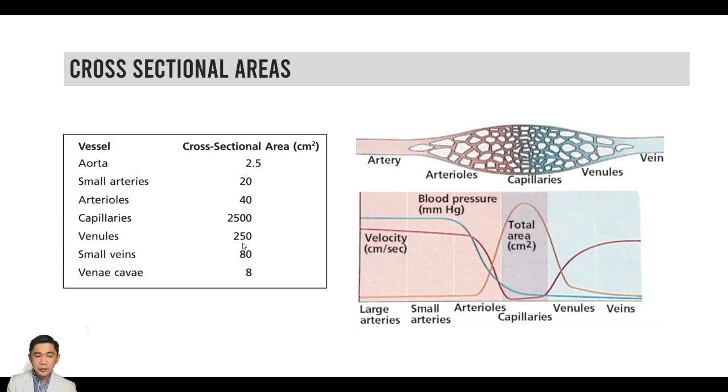Venules are around 250. Small veins, it's 80. And vena cava, it's 8. From this table alone, we'll see that the vena cava is larger than the aorta. But the largest, when you combine them all, are the capillaries. So this is again the diagram showing the artery and the vein.